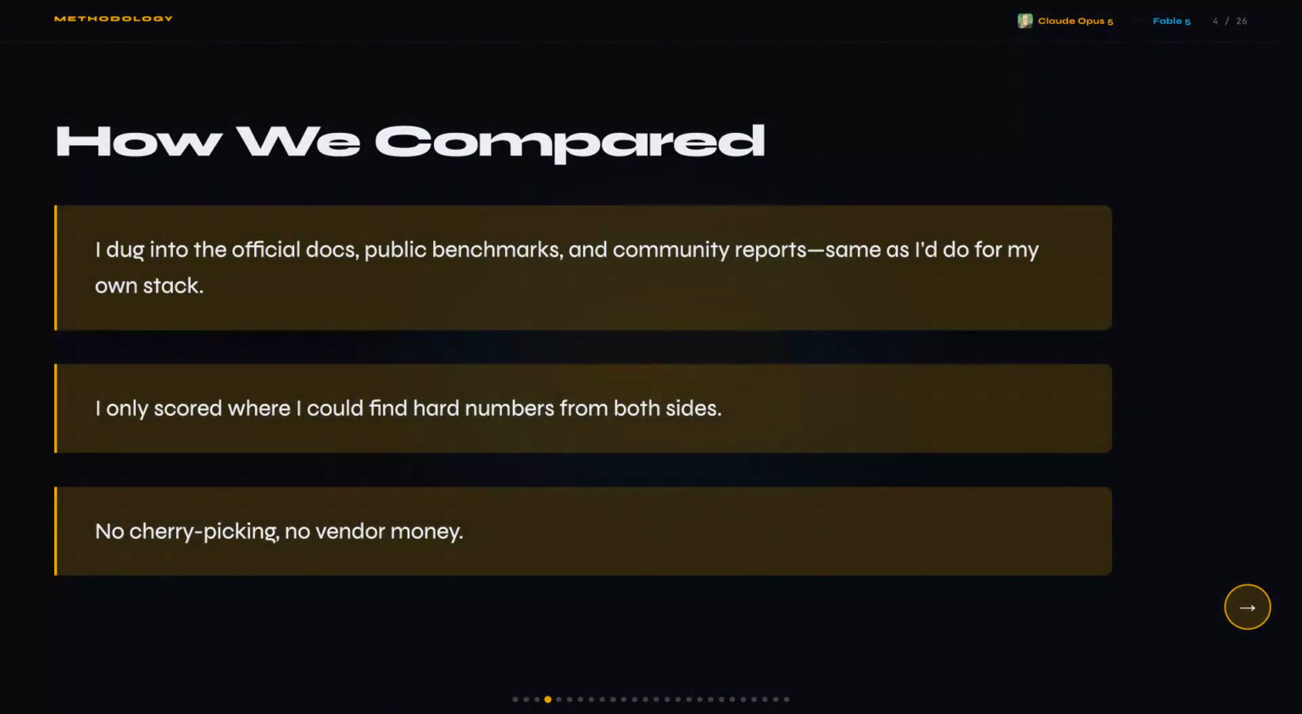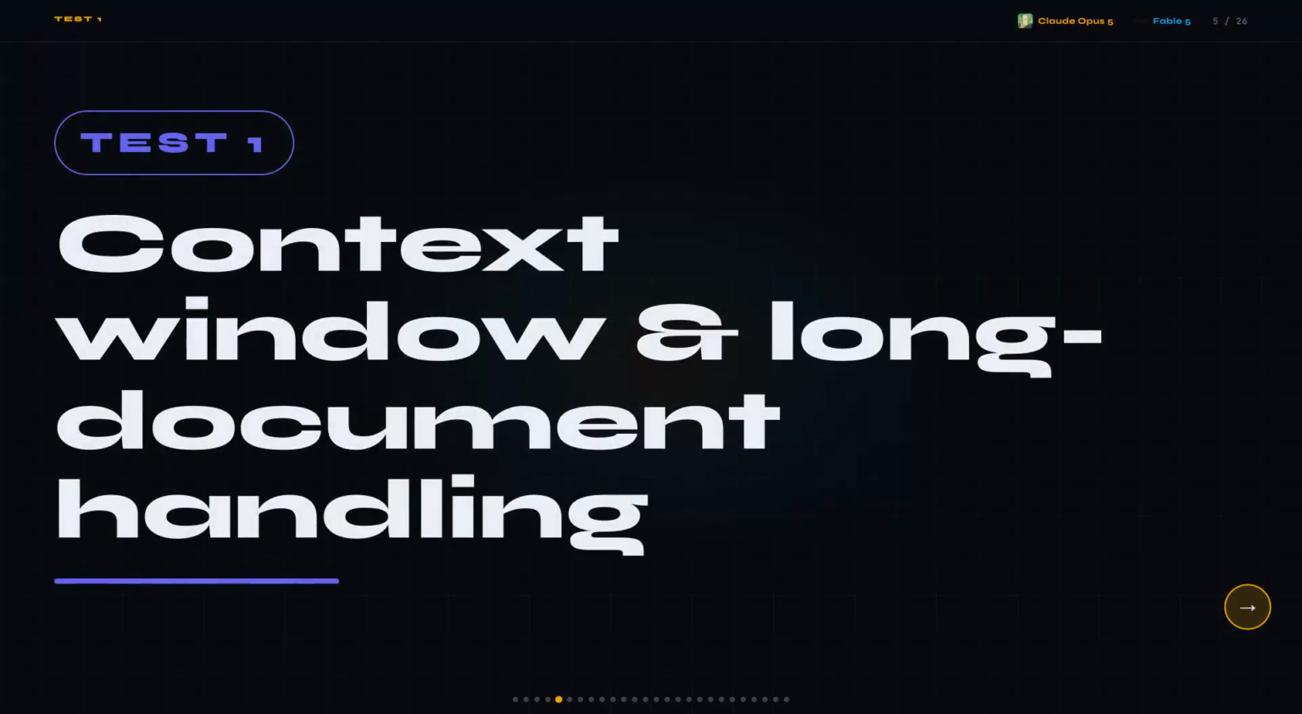So this comparison is for you if you're running agents, processing long documents, or just trying to keep your API bill from getting out of hand. Because picking the wrong model is a cost decision as much as a performance one, and at scale, that price delta compounds fast. All right, so test 1 is context window and long document handling.